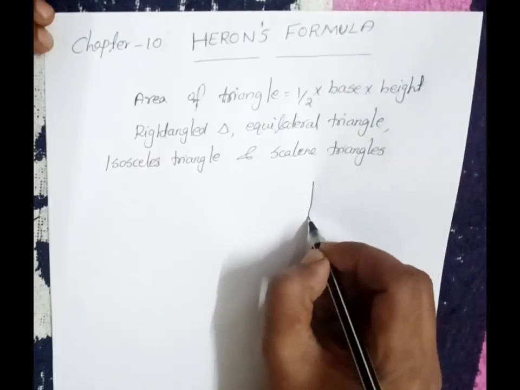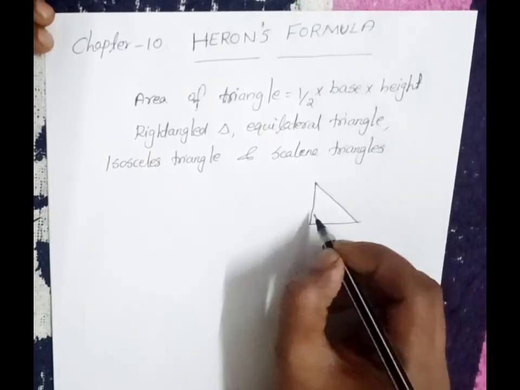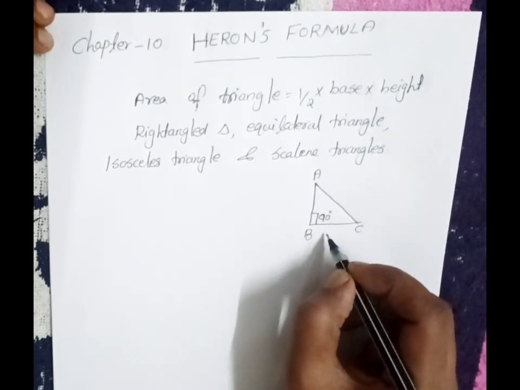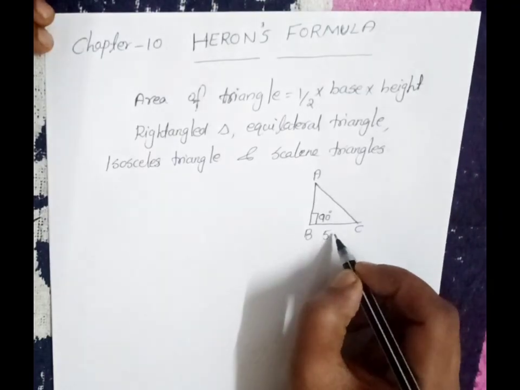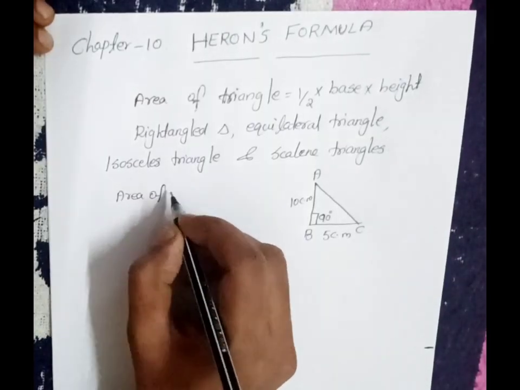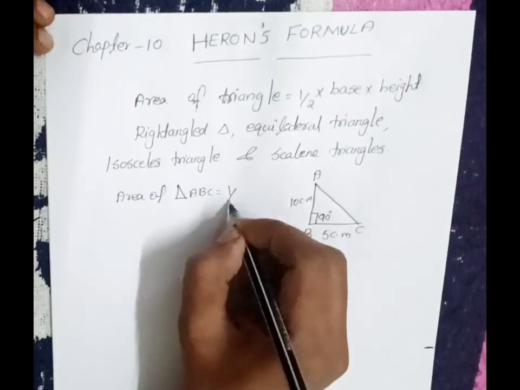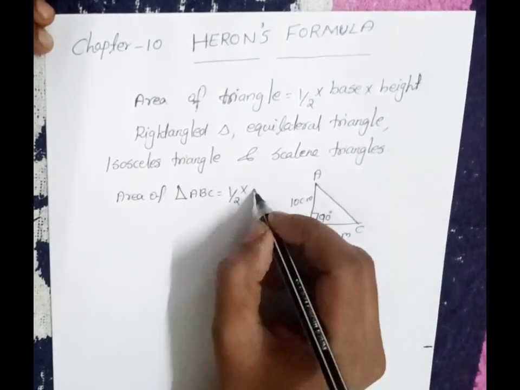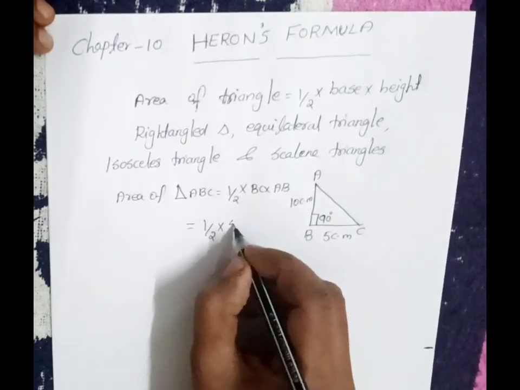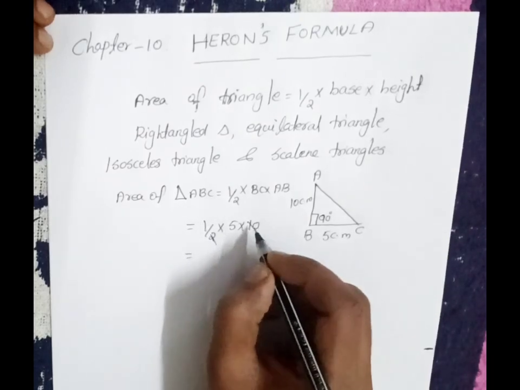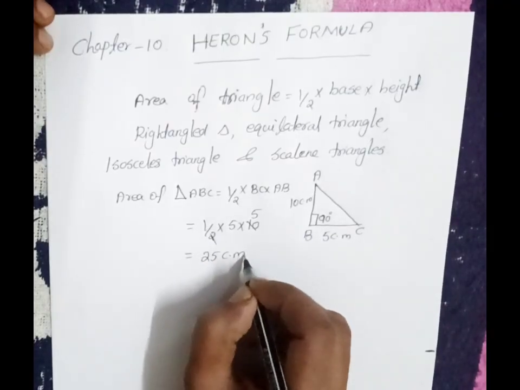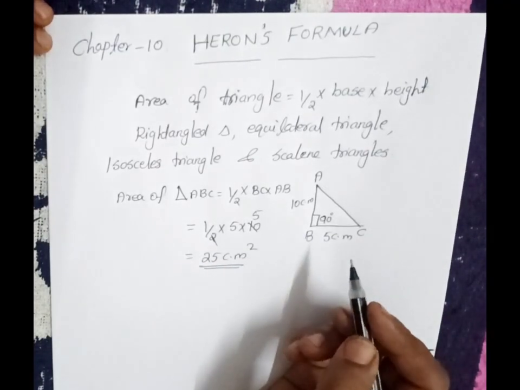Let us consider the right angled triangle. A right angled triangle has one angle of 90 degrees. Consider a right angled triangle ABC, with length BC 5 centimeter and AB 10 centimeter. Therefore, the area of right angled triangle ABC is equal to half into base, here base is BC, into height, which is AB. That implies half into 5 into 10, that is equal to 5 2s are 10. Cancelling, 25 centimeter square is the area of this right angled triangle.